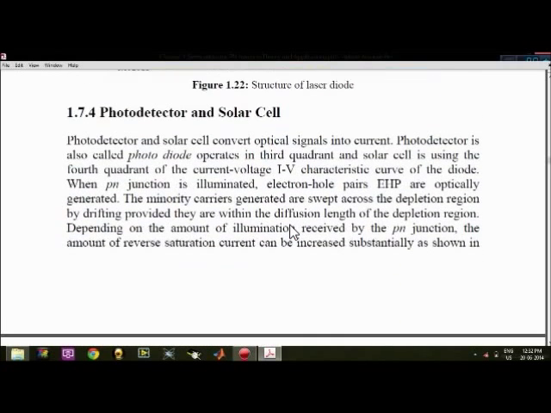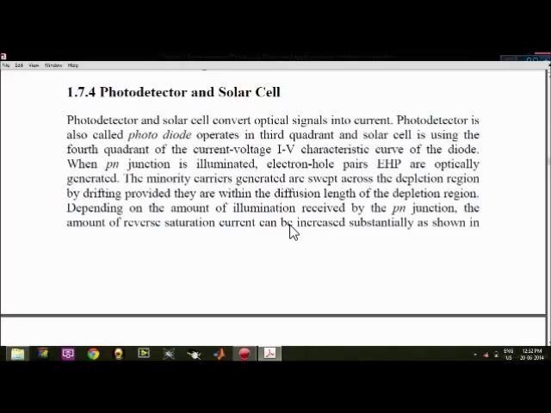Now coming to the next thing, that is the solar cell. This is just the reverse of LEDs. This solar cell converts optical signals into current. In case of LED, we supply current and get light, but in this case we supply light and get the desired current. That means it works in the fourth quadrant, just the opposite of the first quadrant. Photodetectors, better known as photodiodes, operate in the third quadrant, and the solar cell is used in the fourth quadrant of the current voltage IV characteristics.